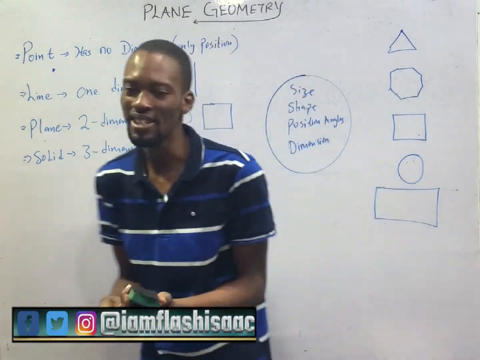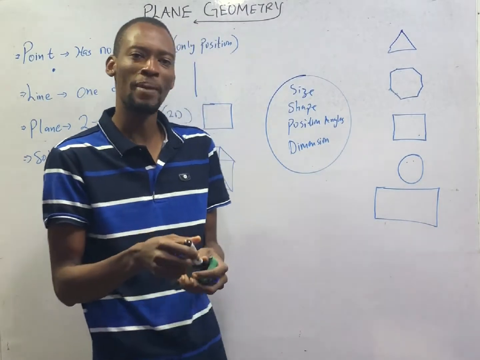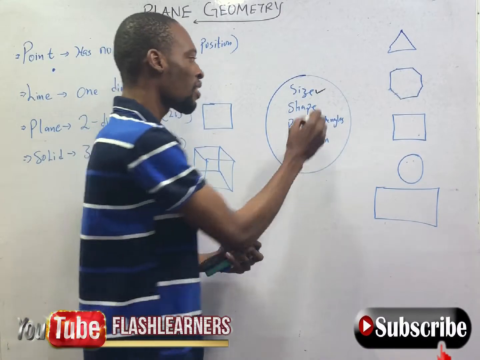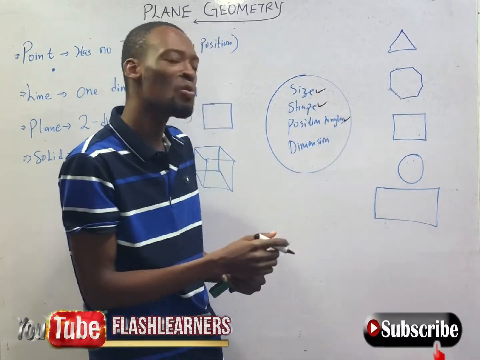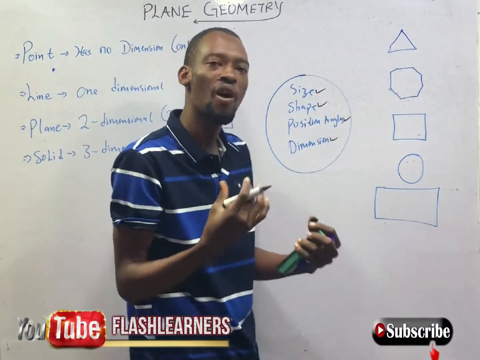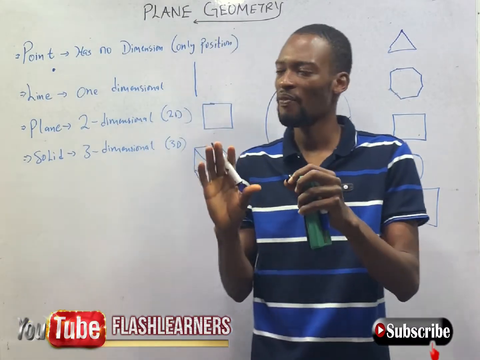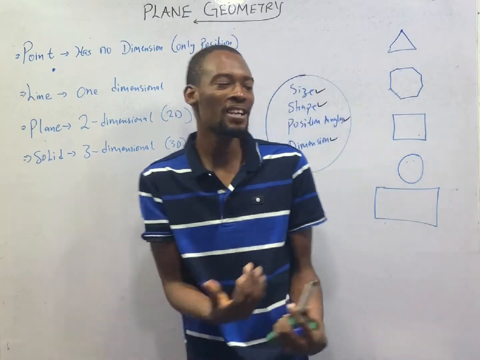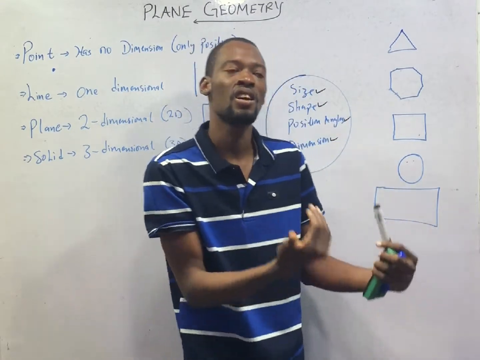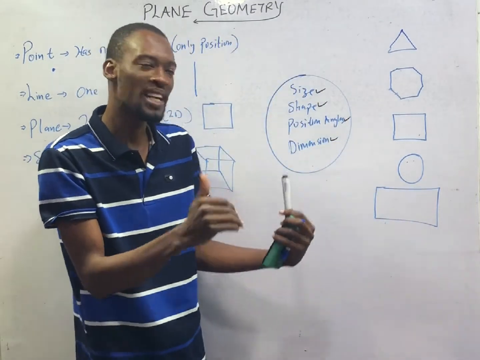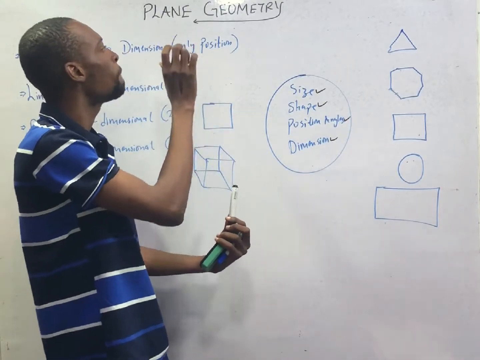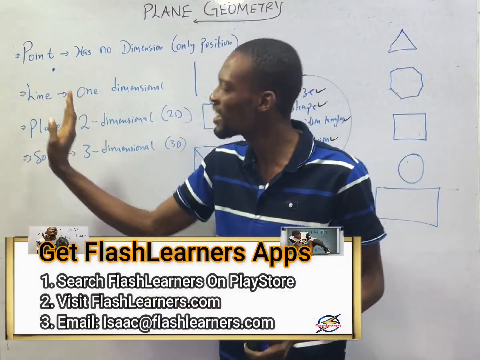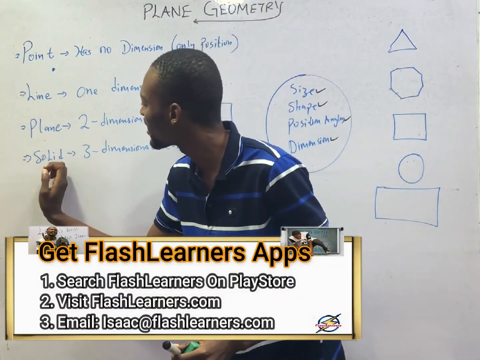Now, geometry is a branch of mathematics that studies the size, the shape, the position, angle, and the dimension of things. That is geometry. In mathematics, we have different types and branches of geometry. But today, we are focusing on plane geometry. In mathematics, we have points, line, plane, and solid.